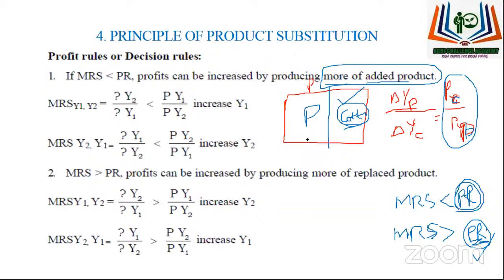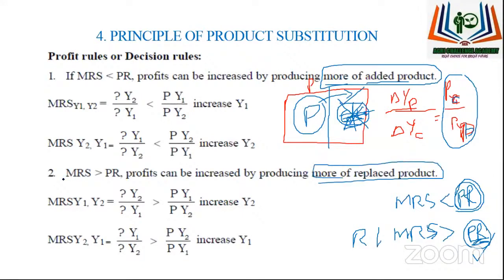Here the price ratio is minimum, the substitution rate is below the price ratio, so the additional product is wasteful. So I am not substituting cotton, I am proceeding with the paddy. This paddy is known as a replacer, the replaced product. Paddy is replaced by the cotton. So I am avoiding additional cotton, I am using more of the previously replaced product, that is paddy. So I am increasing the replaced product, more replaced product.